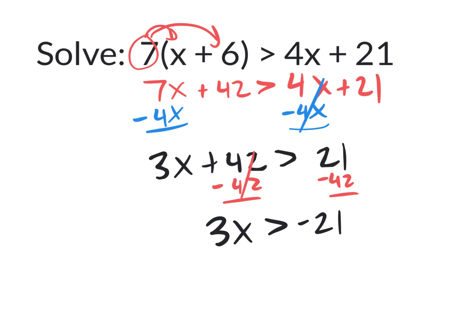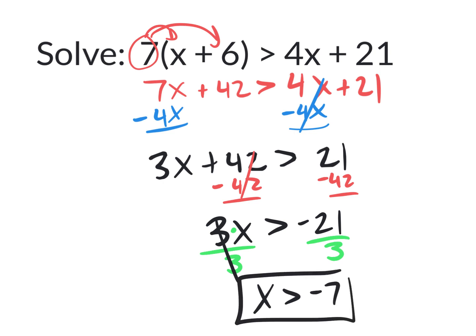So my final step is to recognize that there's 3 times x, and the way to get rid of that multiplication of 3 in front of the x is to divide by 3 and divide by 3. Giving you your final answer, x is, do I keep that symbol or do I flip that symbol? Keep it. I did not divide by negative 3. I divided by positive 3. Even though my answer is negative, I don't flip that symbol. A negative 21 divided by a positive 3 is negative 7. I did not multiply or divide by a negative on my last step. That's why I did not flip that inequality symbol.